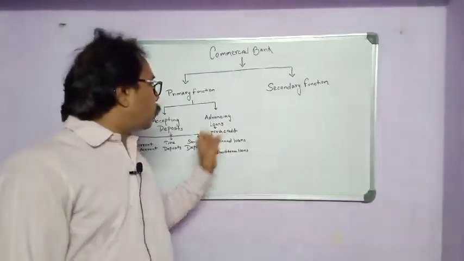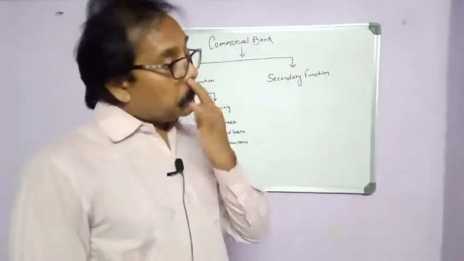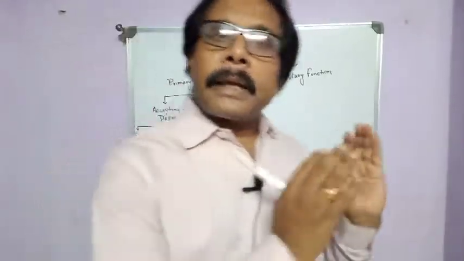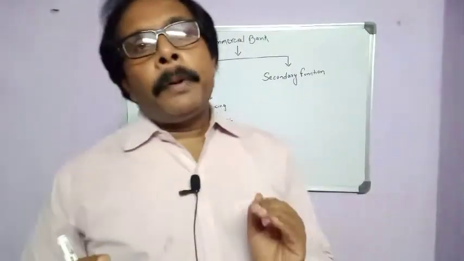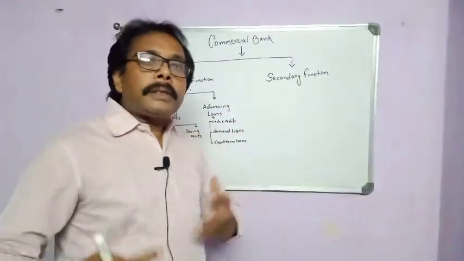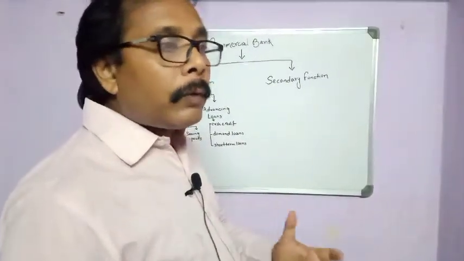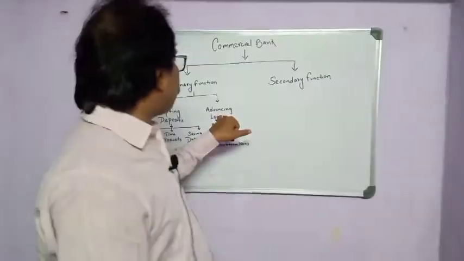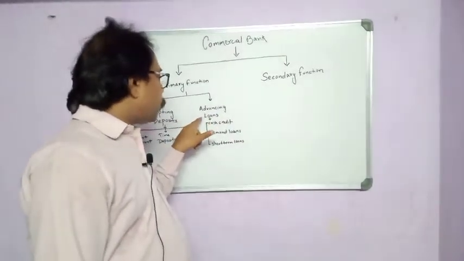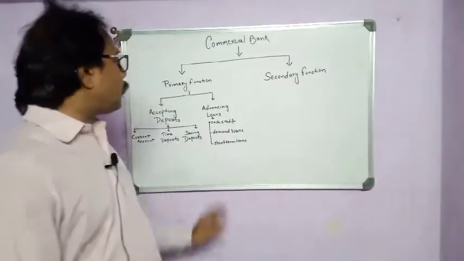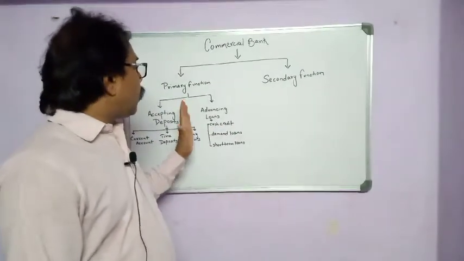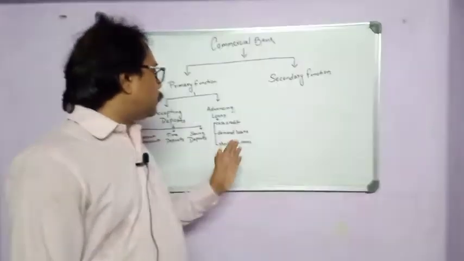Now come to the loans, advancing of loans. In society, there are 2 groups of people. One has surplus money and one group faces a crisis of money. The person who faces a crisis of money to fulfill their own requirements wants to take loans from the bank, and the bank is ready to provide them loans, and that is known as advancing of loans. Loans are divided into 3 categories.